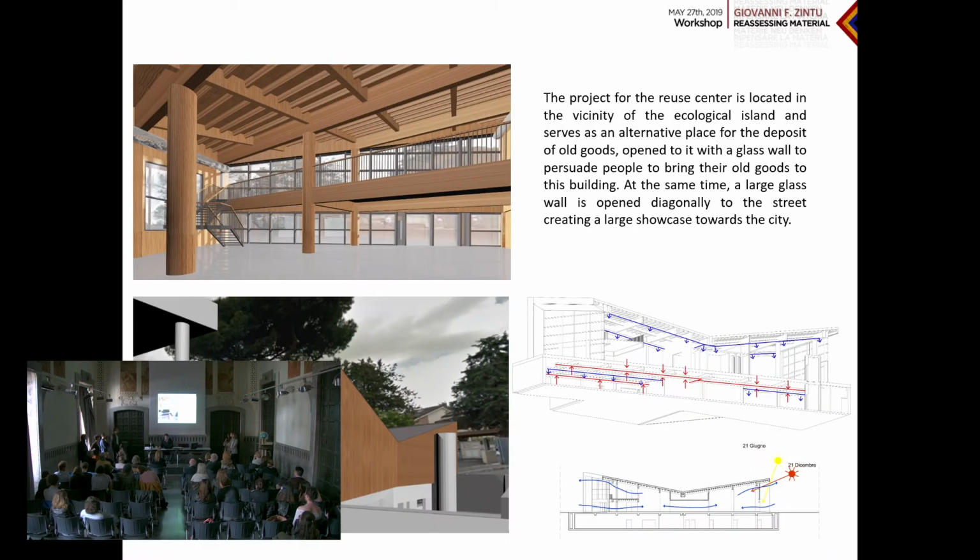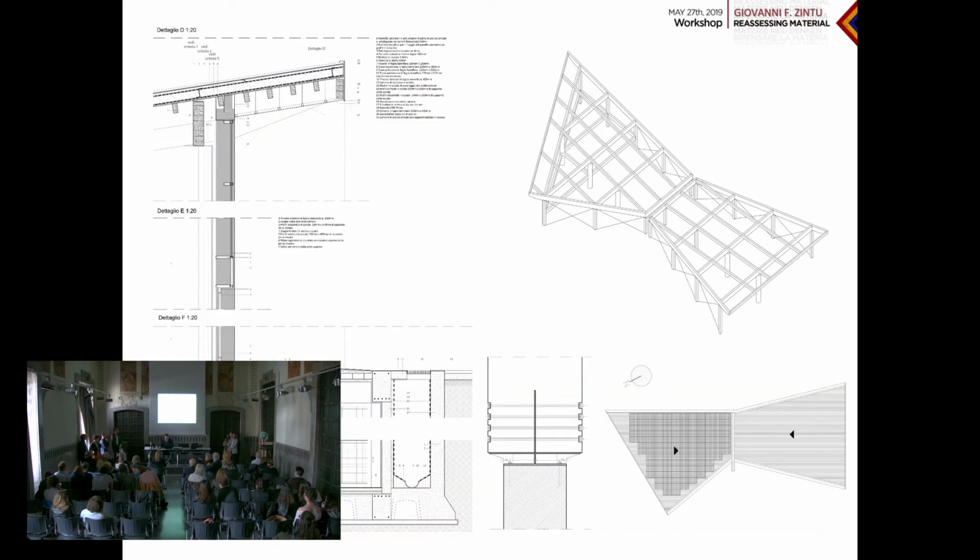The project for the reuse center is located in the vicinity of the ecological island and serves as an alternative place for the deposit of old goods. Open to it with a glass wall to persuade people to bring their old goods to this building. At the same time, a large glass wall is opened diagonally to the street, creating a large showcase to the city. The building is entirely projected with recycled materials, laminated wood, glass and aluminum, and reinforced concrete.